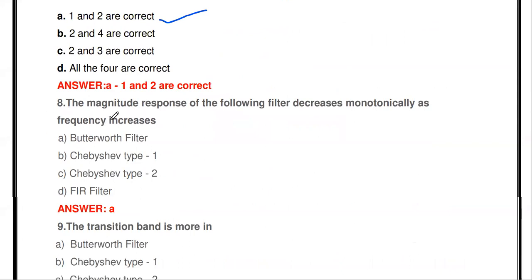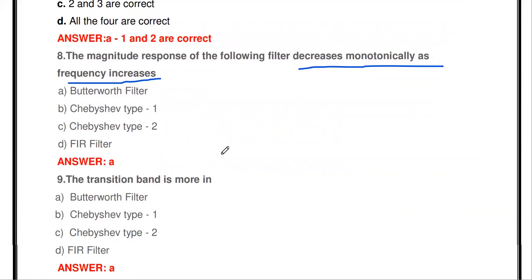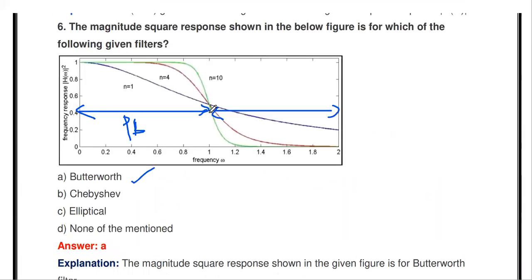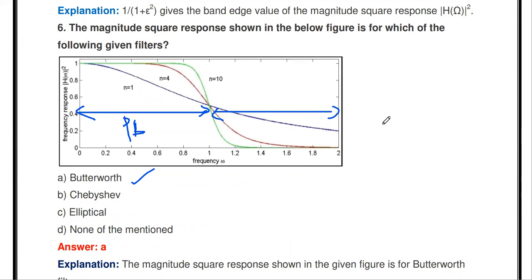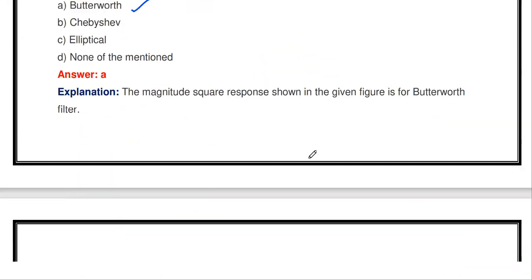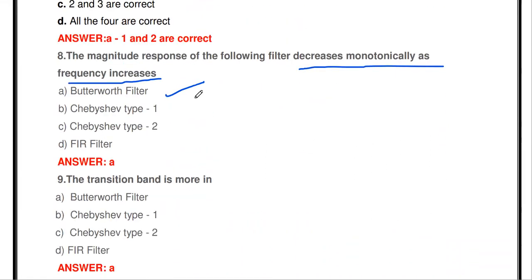Okay, then the next question: the magnitude response of the following filter decreases monotonically as the frequency increases. Which one? Butterworth, Chebyshev type 1, type 2, FIR? Butterworth filter. In a Butterworth filter, if you are increasing the frequency, the magnitude response will decrease monotonically. That is the Butterworth filter.